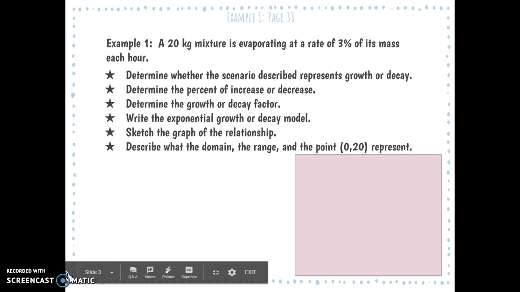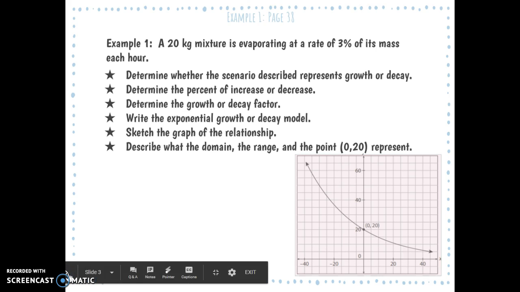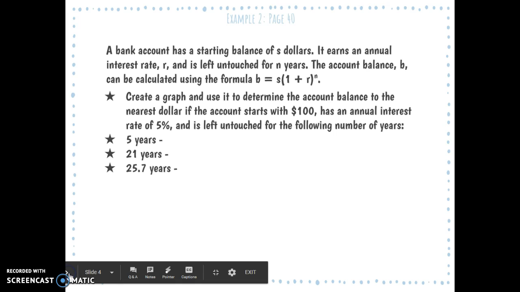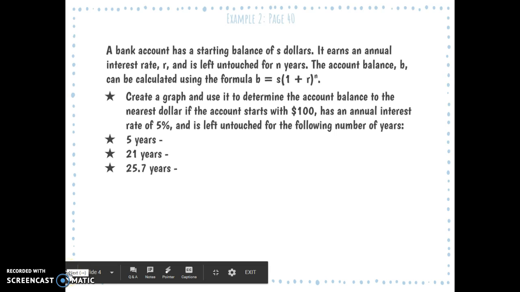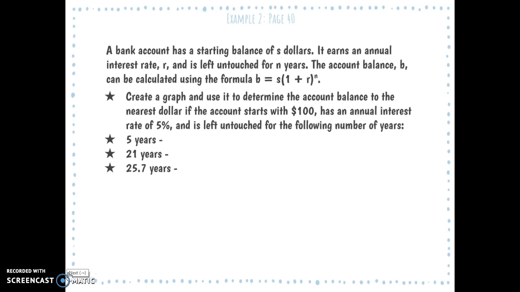So yesterday we went through example 1. And we started talking about example 2. If we did not 100% get finished, we're going to quickly talk through example 2 again on page 40. So we have a bank account that has a starting balance of S dollars. It earns an annual interest rate, R, and is left untouched for N years.